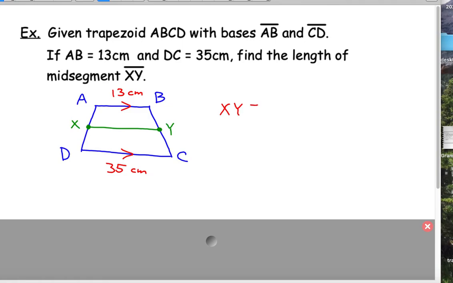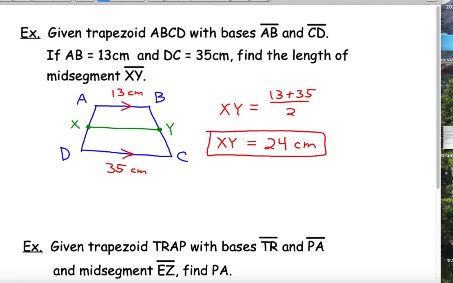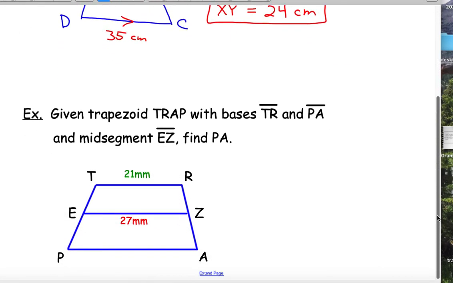Well, since it's a midsegment, it's the average, so all we do is add 13 plus 35 and divide by 2. And we get 48 divided by 2 is 24. This one had units, don't forget that. And there's your answer. So the only difficult thing was making sure you drew a decent picture for that. All right, last example.